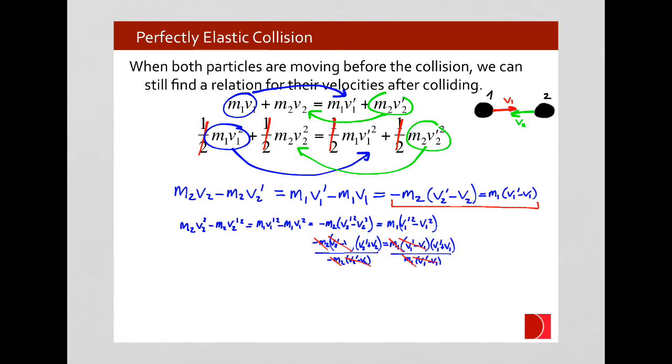and we can eliminate everything that we just canceled. And so now we have one more relationship here, that v2 prime plus v2 must equal v1 prime plus v1. And so now we have two equations and two unknowns. The v2 prime, v1 prime are our unknowns. So we're going to return to this initial relationship.